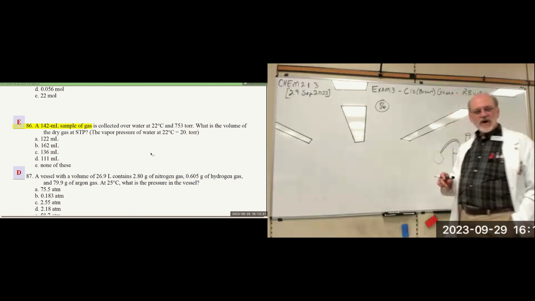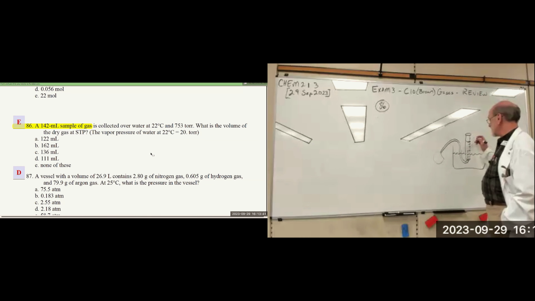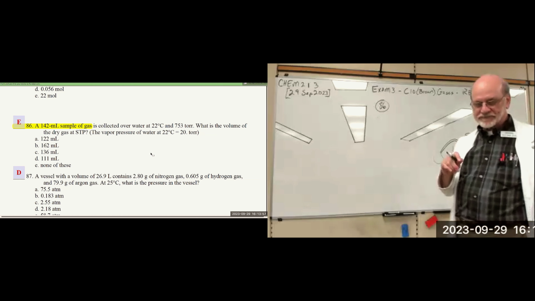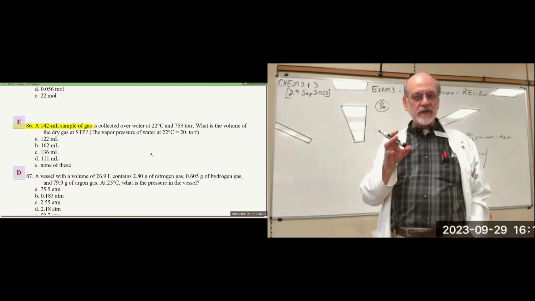Okay, so 142 milliliters of gas is collected. That's actually the gas plus water vapor, 142 milliliters. And the temperature is 22 degrees.